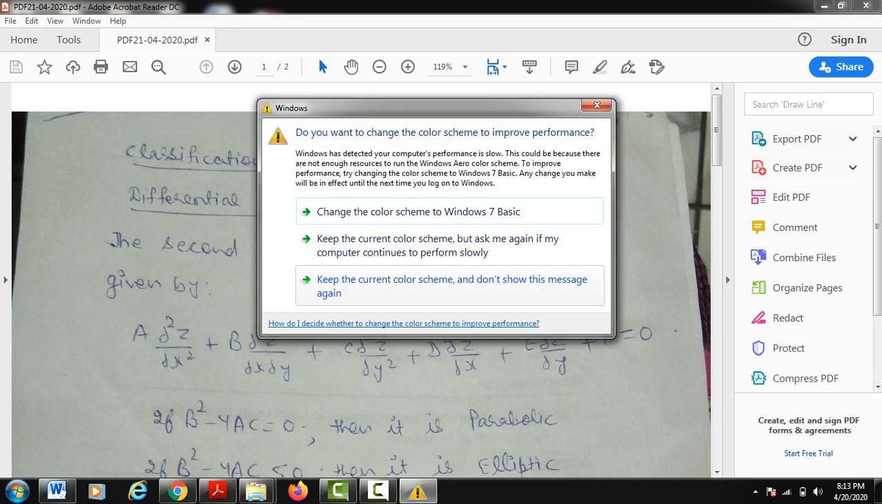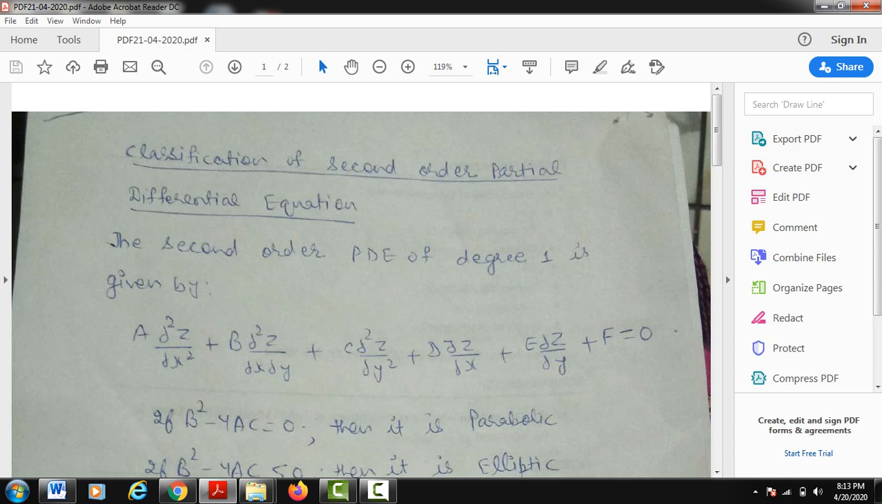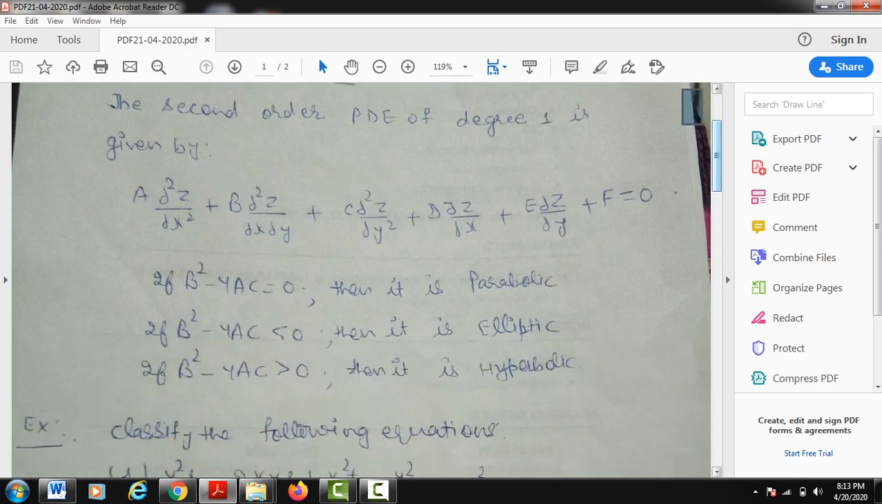This is basically given by, you can read on the screen, capital A ∂²z/∂x² plus capital B ∂²z/∂x∂y plus capital C ∂²z/∂y² plus D ∂z/∂x plus E ∂z/∂y plus F is equal to 0. Where A, B, C, D, E, F are all constants, or they are functions of x, y, and both x and y respectively. Okay. So this equation is the general second order partial differential equation of degree 1, or a linear second order partial differential equation.